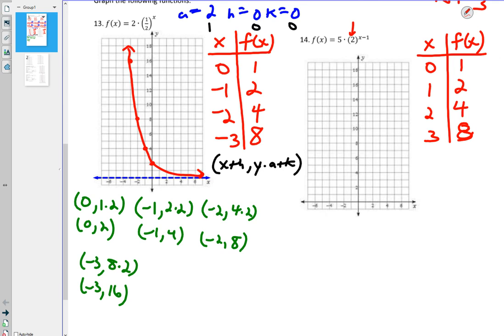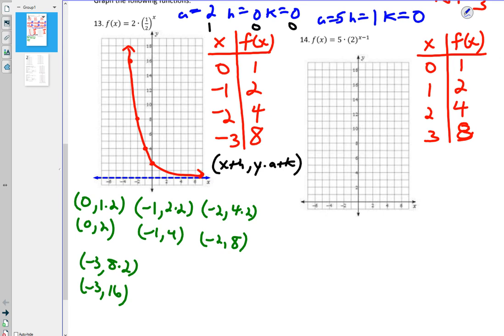2 to the third is 8. 2 times 2 times 2. Okay, so let's do then A, H, K. A is 5, H is positive 1, K is 0. So which of those can be ignored? Just K. If K is 0, you don't have to worry about it.